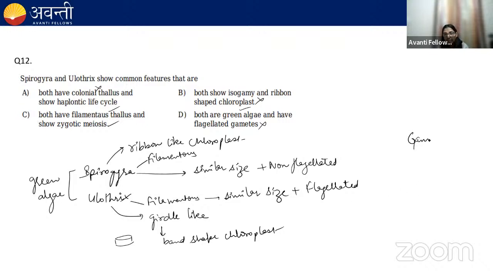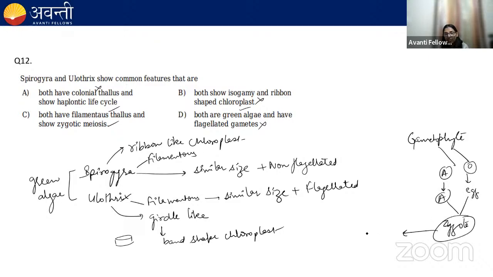See, this is a gametophyte. This gametophyte will bear the sex organs antheridium and oogonium. They will produce antherozoids. The oogonium will produce egg. They will fuse and form zygote. This zygote undergoes meiosis and will produce haploid spores. Because the meiosis is taking place in the zygote, it's known as zygotic meiosis. And these spores again will germinate and form the gametophyte. So the correct option is C.